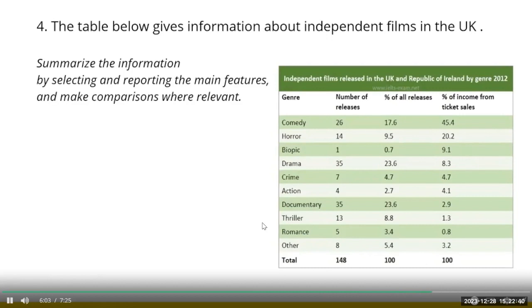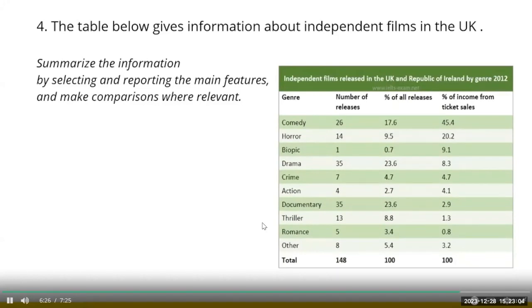So here we have Republic of Ireland as well. It's not only UK. So that's a very good information. And also that everything happened, this information that they provided is based on 2012. So as you see, we have total number, we have different genres, and we have, for example, comedy, drama, documentary.